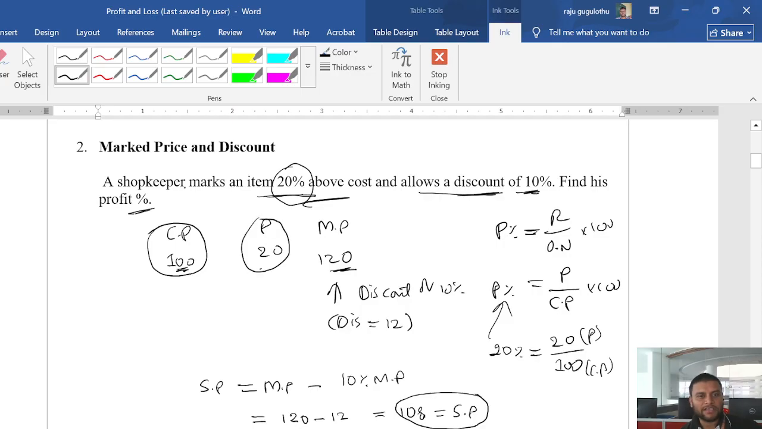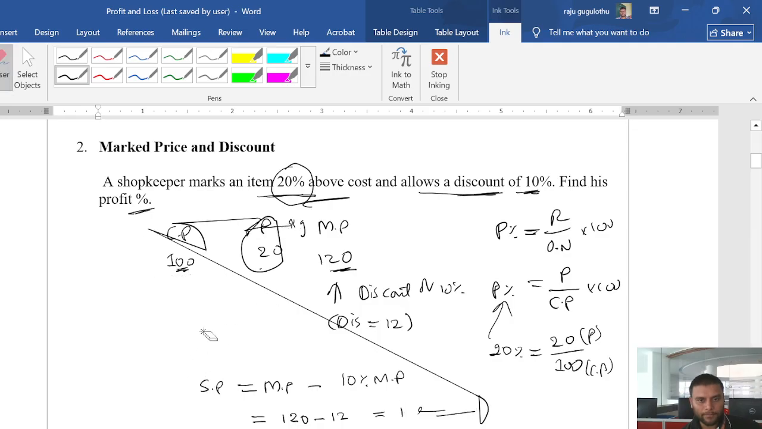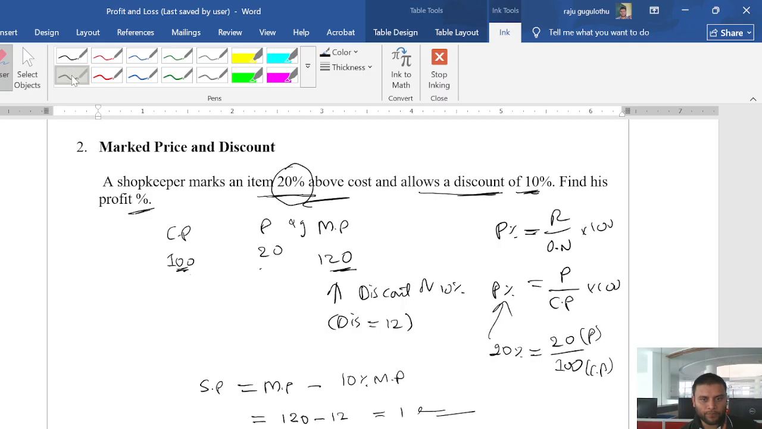It's not profit, guys. A shopkeeper marks an item 20%. This is marking. He is marking more than that. So that is not profit. Selling price is 108 rupees.